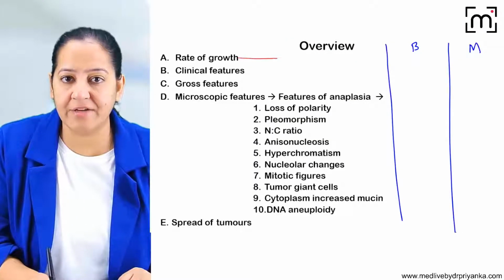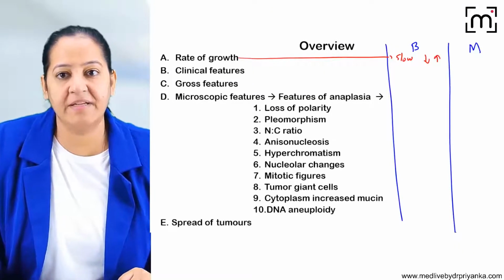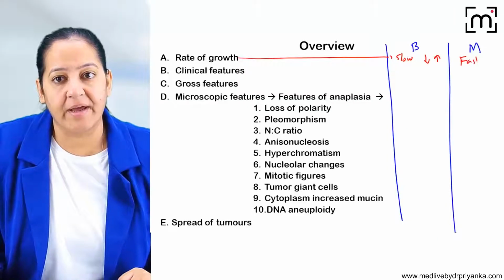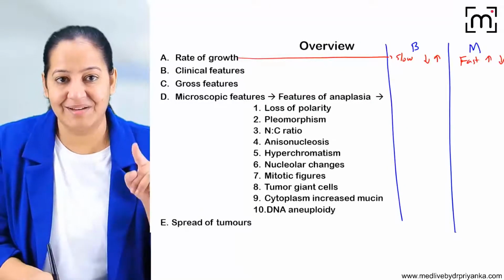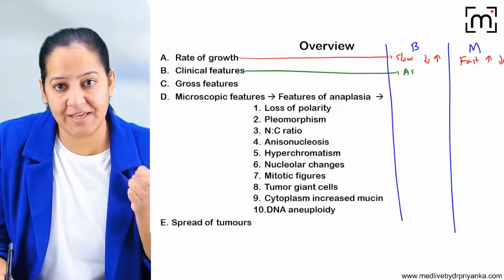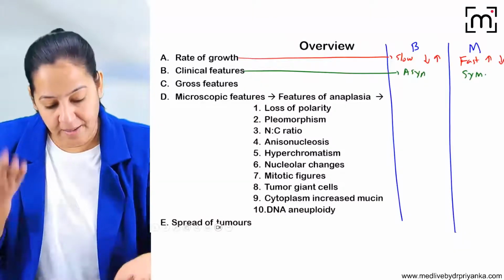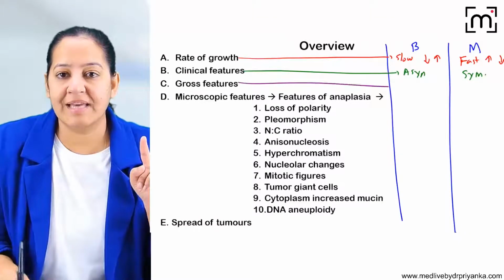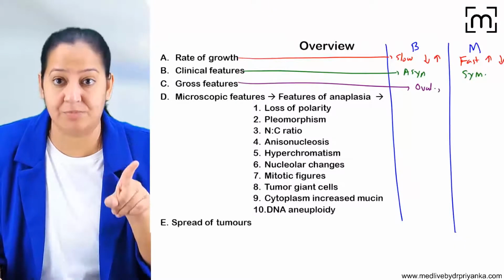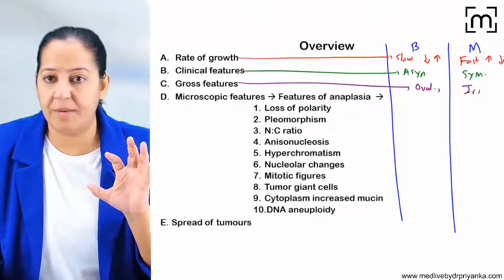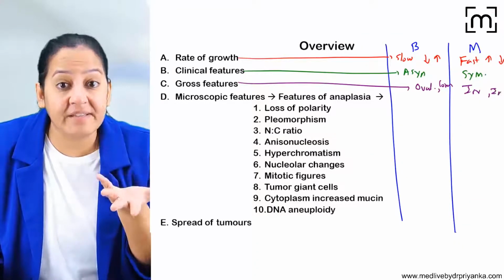Based on the rate of growth, benign tumors are slow growing, having low mitotic rate and high doubling time. Malignant tumors are fast growing, having high mitotic rate and low doubling time. Coming to the clinical features, benign tumors are usually asymptomatic, exceptions are there. Malignant tumors are usually symptomatic, exceptions are there. Coming to the gross finding, grossly benign tumors are oval in shape, spherical in shape, and capsule is present. Here malignant tumors are irregular in shape and capsule is not present. Benign tumors compress the surrounding tissue, malignant tumors invade the surrounding tissue.